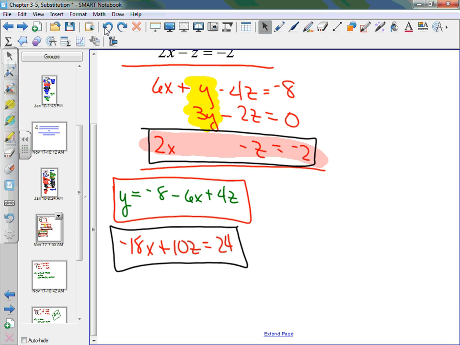So if you're eliminating z, I have to have plus or minus what? 10. So what am I going to multiply what by to get plus or minus 10? I'm going to multiply the bottom equation by 10. So I bring down my top equation, I distribute to the bottom one, and I'm going to add straight down.